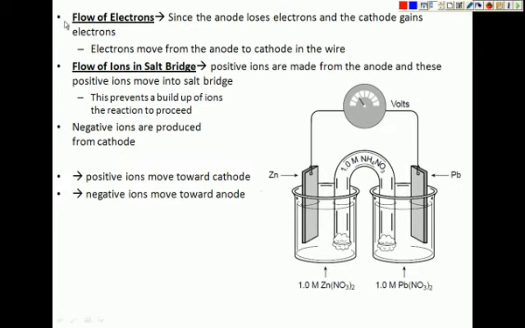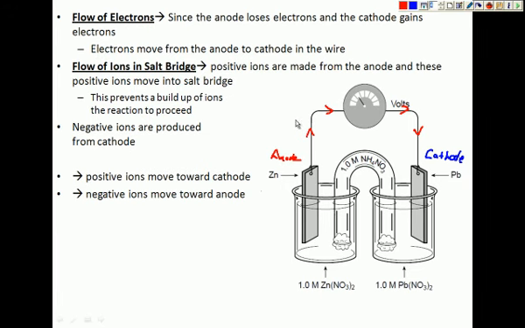So again, we have a flow of electrons. Electrons always move from anode to cathode, as we talked about before. This is our anode, and here is our cathode. Electrons are moving in this way, from anode to cathode, through this wire. This is what electricity is, and this is what our flow of electrons looks like.